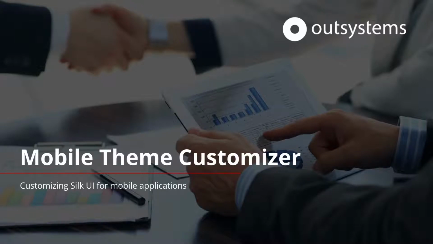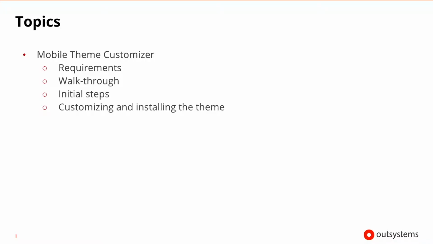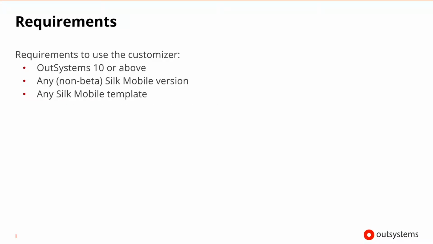OutSystems Mobile Theme Customizer, customizing Silk UI for mobile applications. In this unit, we'll be talking about the Mobile Theme Customizer. What are its requirements, a short walkthrough, the initial steps to start customizing, and then how to customize and install the generated theme. The requirements to this customizer are OutSystems 10 or above, any non-beta Silk UI mobile version, and any Silk mobile template.